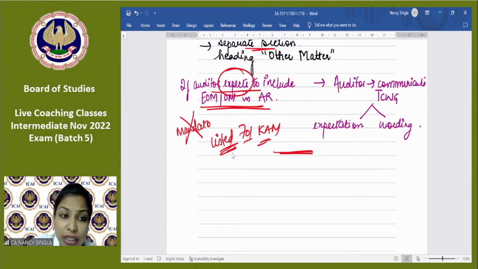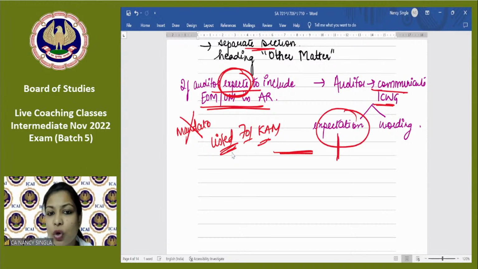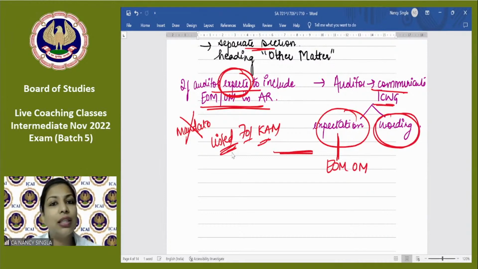So if the auditor expects, according to his professional judgment, that okay, I'll be using EOM and OM paragraph, auditor needs to communicate such expectation. Expectation is what? That I am going to use EOM and OM, and the wording, what wording he is going to mention in the audit report, to those charged with governance. ठीक है, अभी रुको, ये खत्म नहीं हुआ, wait.